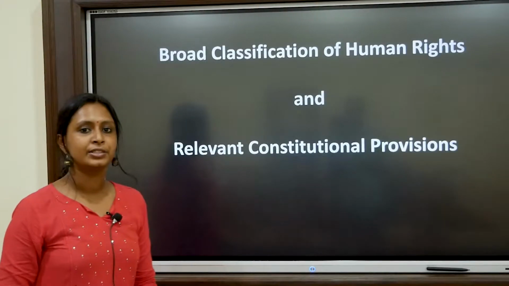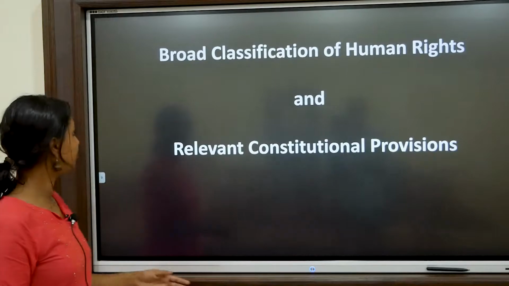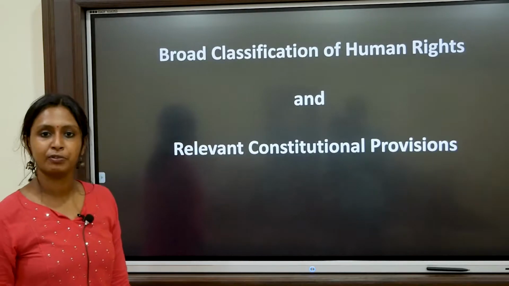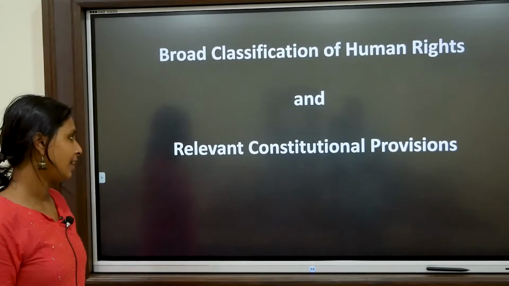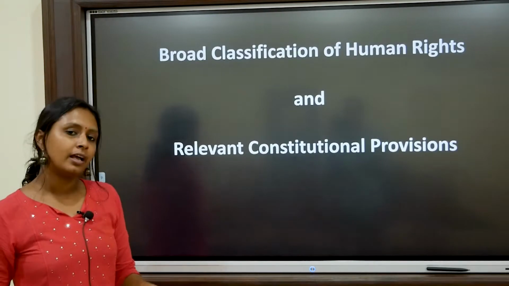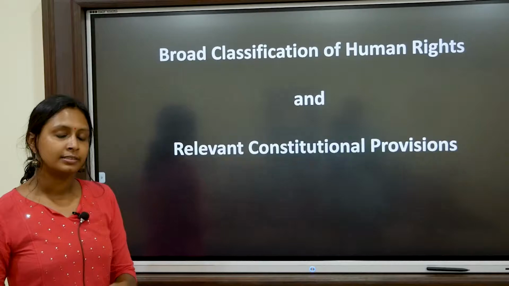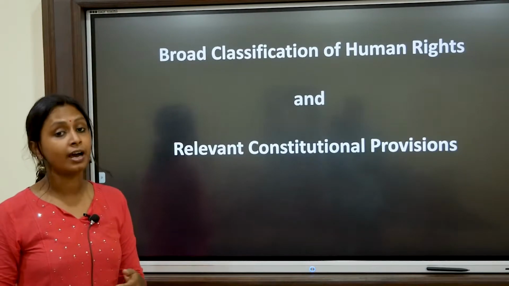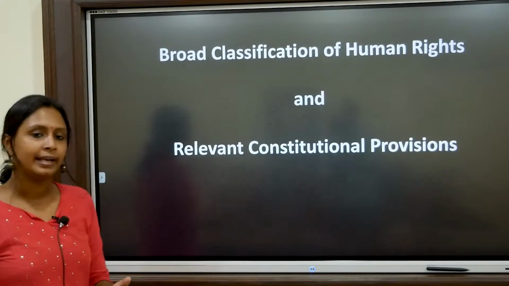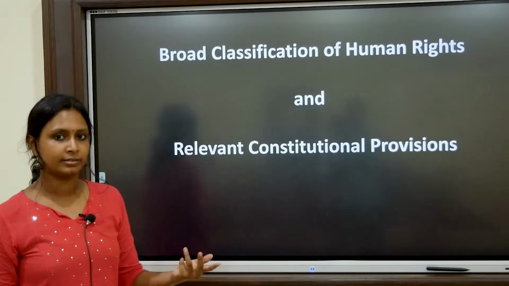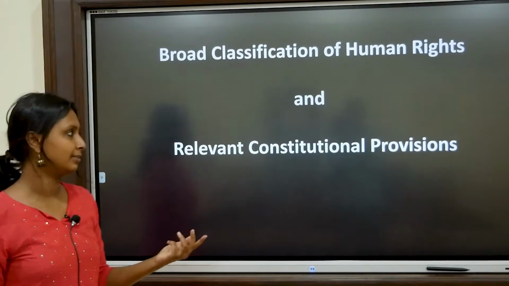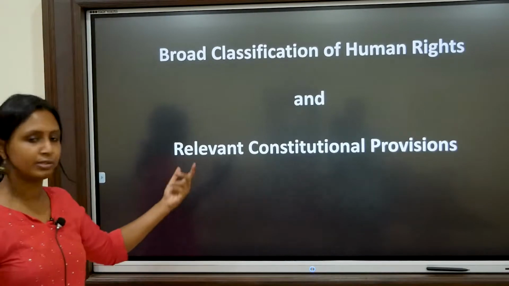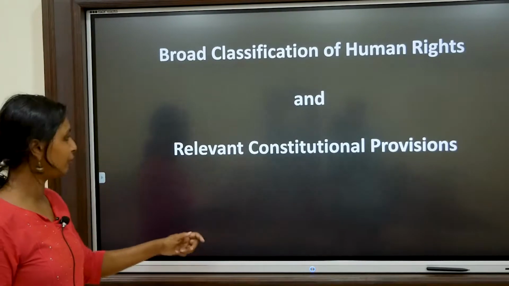Good morning. Today I'm going to talk about the broad classification of human rights and relevant constitutional provisions. In the Indian Constitution, there are some provisions which are related to human rights. Here I'm going to discuss some constitutional provisions related to human rights. Let's see what they are.